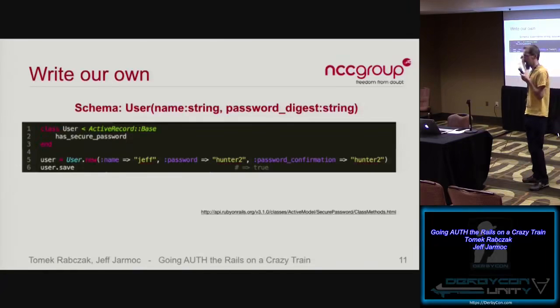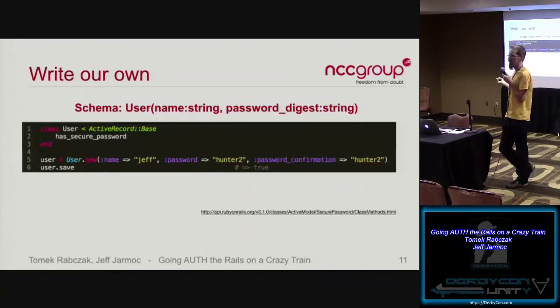Those are provided by the has_secure_password helper, which transparently uses bcrypt in the background, taking the password and confirmation, making sure they match, bcrypting and storing a digest securely. So right there, you've got a pretty decent password storage system with one line of code. Then you save the user, it returns true, and you're all set.